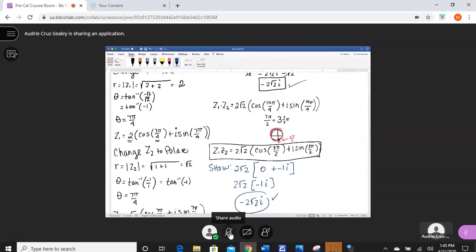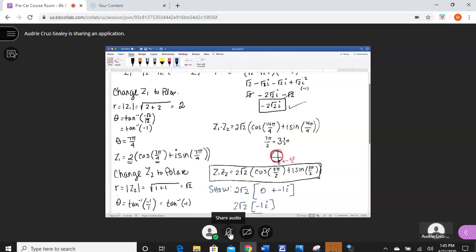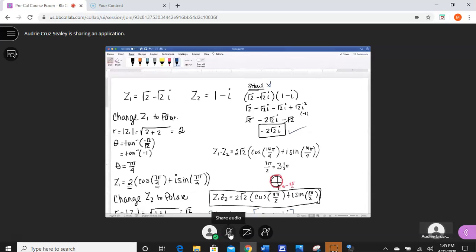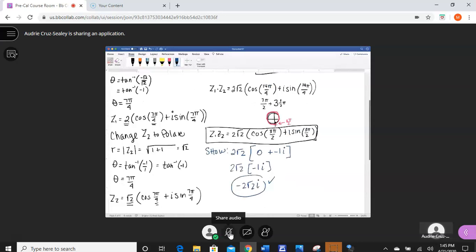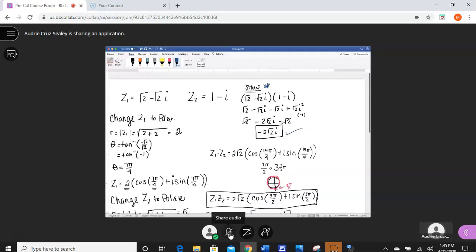It's exactly the same thing. Now, some of y'all, while you're looking at this, might be saying, but I would rather do it this way, because that was so much easier. I FOIL and I get the answer. And I got the same answer you did, except this is in polar form. Why can't we do it this way?